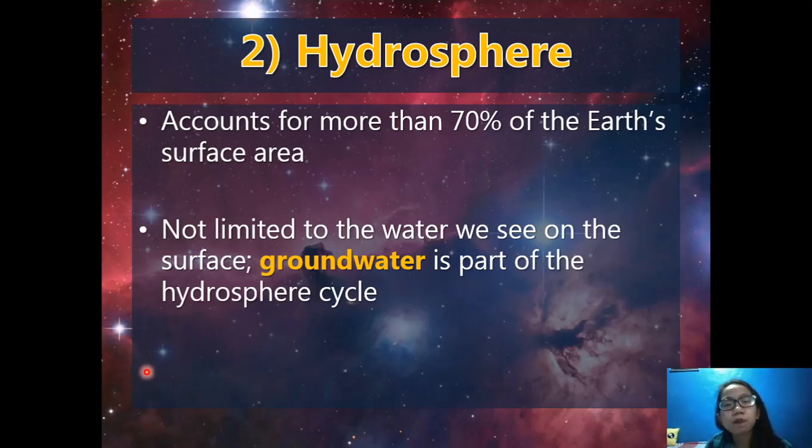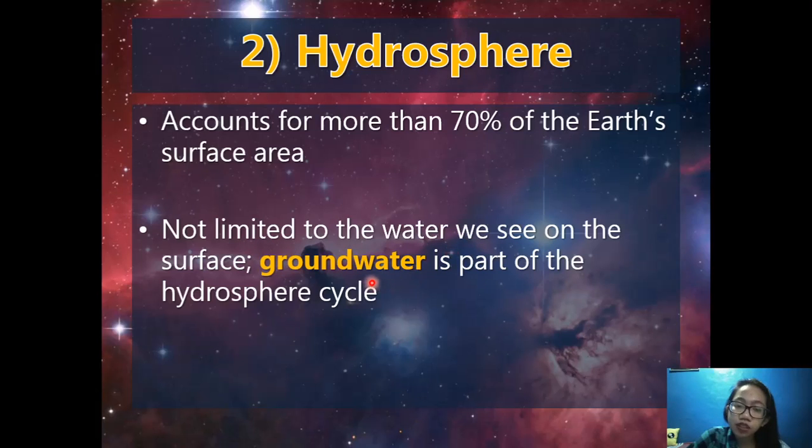Okay, so that should be everything for our geosphere. Let's move to the hydrosphere. So our hydrosphere, mostly what we know for sure is that it accounts for 70% of the Earth's surface area. But there are propositions that parts of the mantle actually have water as well, but we have not completely confirmed. Okay, but our hydrosphere is not limited to the water that we see on the surface.